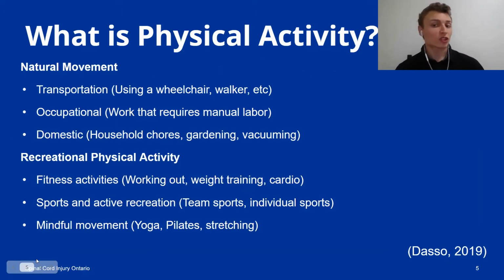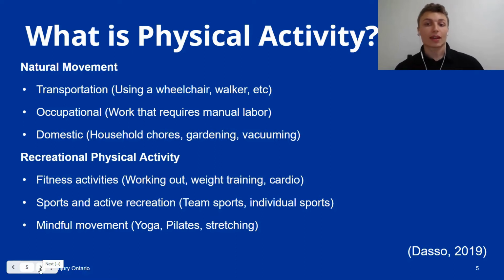Awesome. So natural movement includes activities which are essential for our daily lives. This includes transportation, and that can be using a wheelchair to get around, a walker, cycling, or however else one would get around. Occupational refers to work that requires manual labor. This can be during a job or a volunteer position, any sort of activity you're doing while you're working. Then domestic activity can include household chores, gardening, vacuuming, helping someone move out of their home, really anything that is housework.